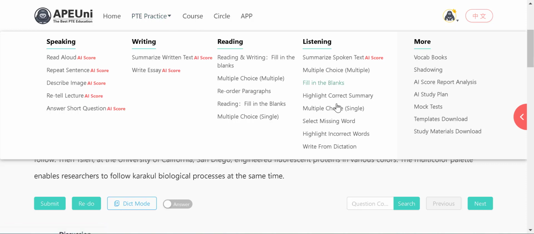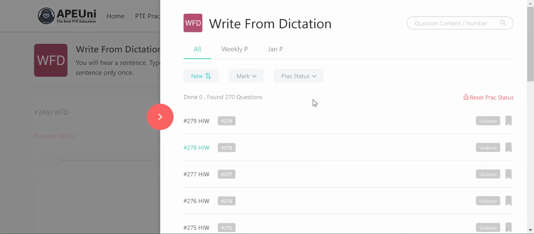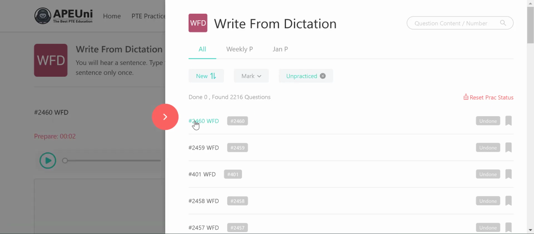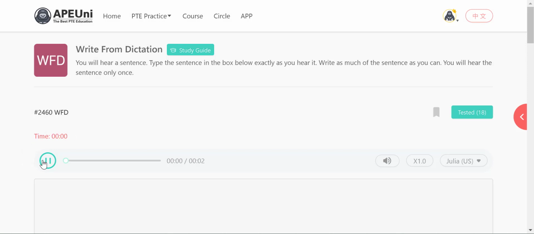So, after highlight incorrect words, you go to writing from dictation. Writing from dictation is also important. It's important because it gives you points in listening, and a very good point in your writing. So it's also very important.